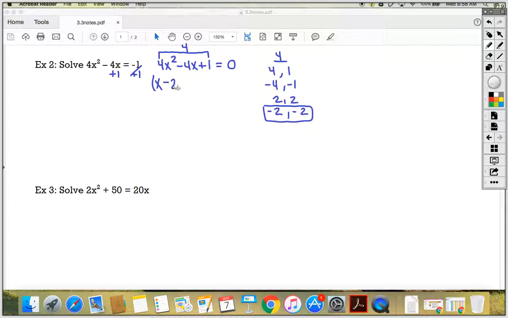So I'm going to write x minus 2 equals 0 still. Okay, remember, if you have a number other than 1 out in front, this number needs to go under those 2's. So I've created two fractions here, and now I need to reduce them if I can. 2 over 4 reduces to 1 over 2. And this is the same exact thing.